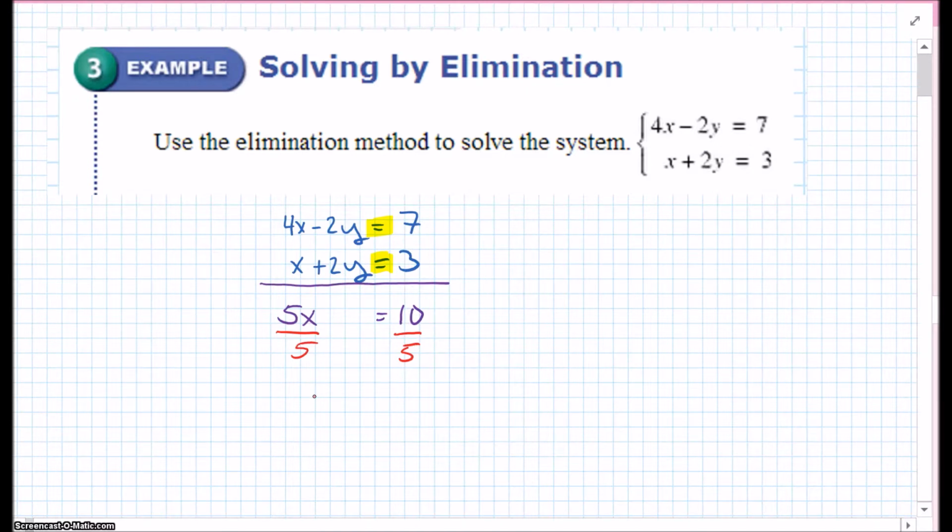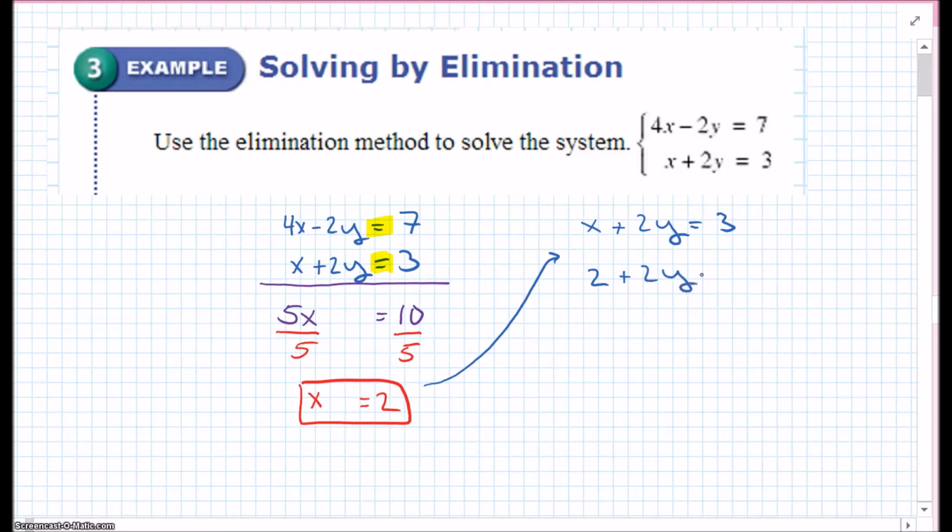So solve for x. Divide each side by 5, x equals 2. Now, it does not matter which equation I plug this into. It's going to work out either way. So let's use the bottom equation. So I got x plus 2y equals 3. Well, I have an x equals 2. So 2 plus 2y equals 3.